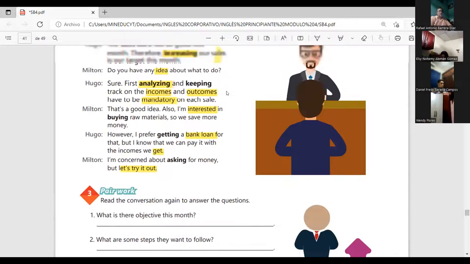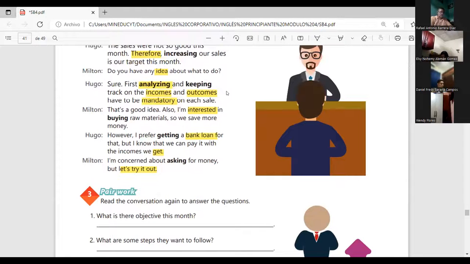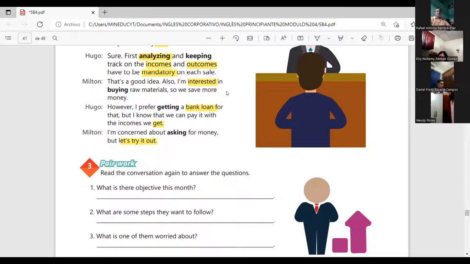No, teacher. No. Who has another step? ¿Quién tiene otro paso? That is Hugo's step, right? And Milton's step? What is Milton's step? Yeah? Buying raw materials. That's right. Buying raw materials. Okay, is another step. Buying raw materials to save more money, right? Good.